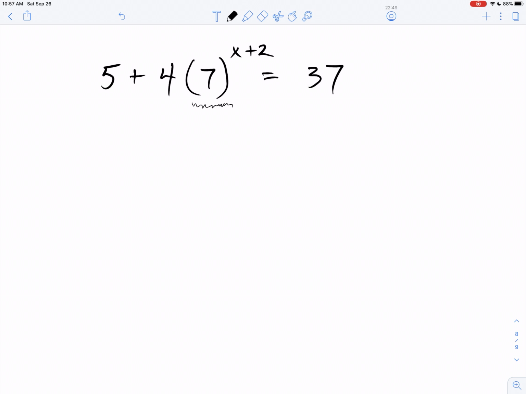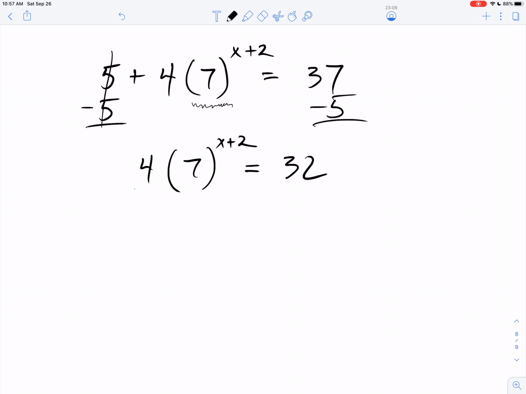All right. I'm assuming you paused it, you tried it, or you just let the thing play. I don't know. But I'm going to start here and get that 5 out of my way. And I have 4 times 7 to the power of x plus 2. What's it equal? It equals 32. I'm going to divide both sides by 4. And then I have 7 to the power of x plus 2 equals 8.